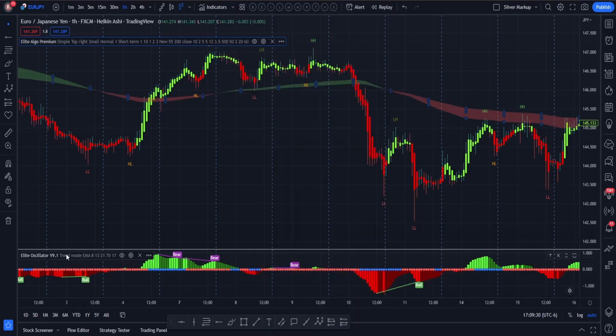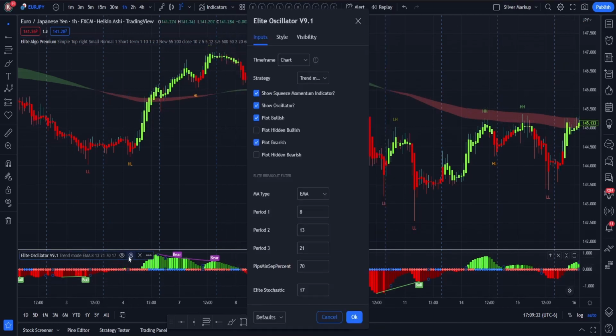Now, for the Elite Algo Oscillator, you want to have it on a chart. You want to put it in trend mode, and you want to check your hidden bullish and bearish divergences, so that way you can see more divergences in the markets. The other thing is you want to have your moving average type be EMA, and you're going to change the periods to 8, 13, and 21, and leave the stochastic at 17.